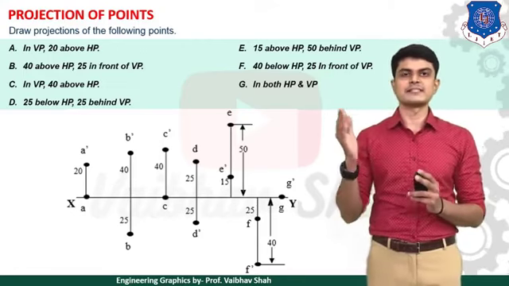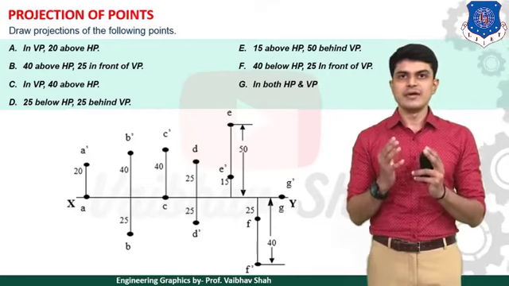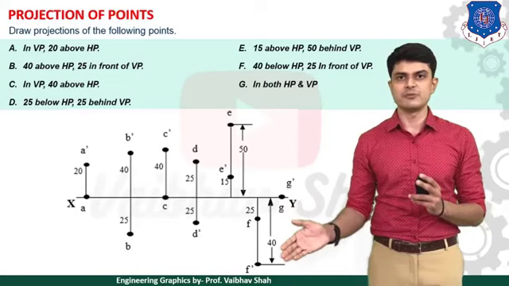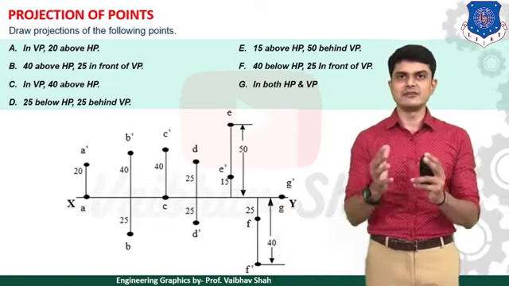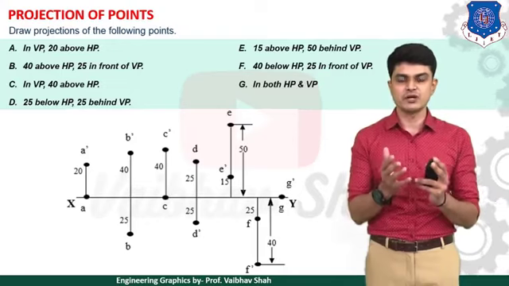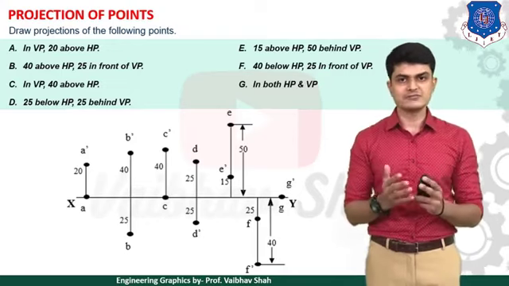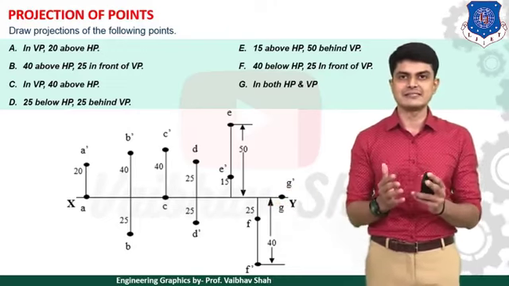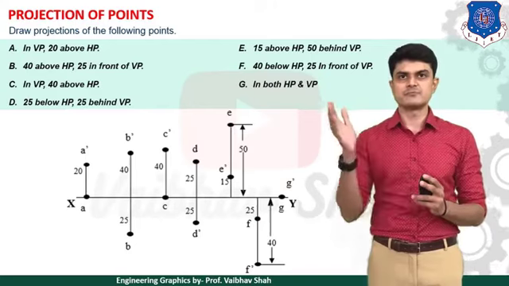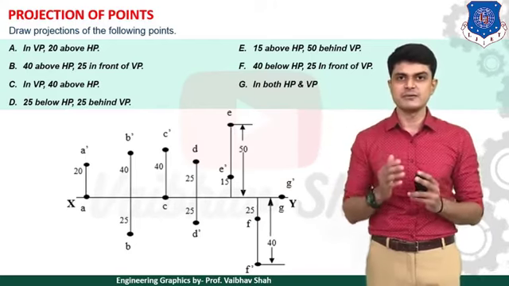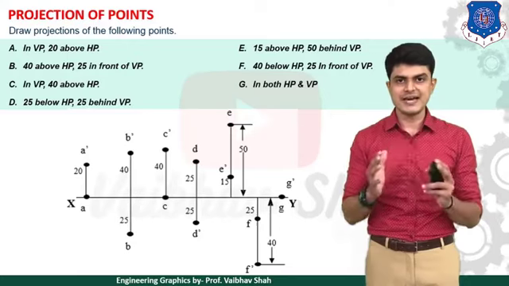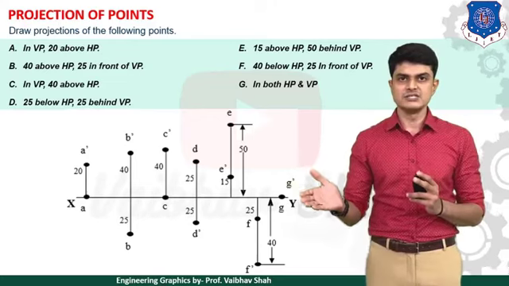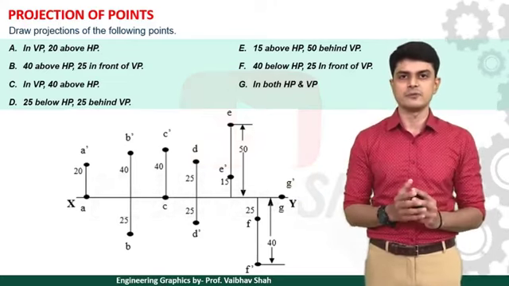Now let us move to example F: 40 mm below HP and 25 mm in front of VP. As you can see, 40 mm below HP, you will have point F dash 40 mm below the XY line, and another point which is 25 mm in front of VP. In front means below the XY line itself, so point F is 25 mm below the XY line. And let us see the final example, example G, where point G is in both HP and VP. So point G would lie on the XY line itself; G and G dash would lie on the same spot, as you can see.